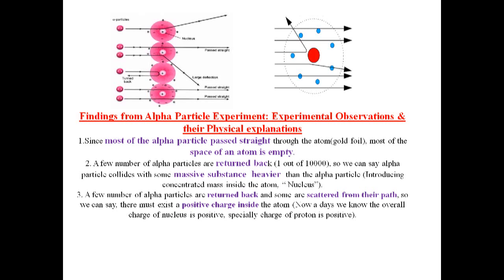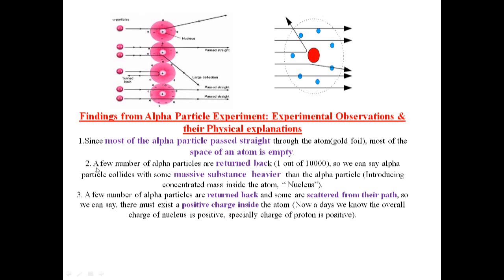As you see here, the majority of the alpha particles passed straight through the atom. That means we can say, since most of the alpha particles passed straight through the atom, or the gold foil, most of the space of an atom is empty. That means the majority portion of an atom is empty.